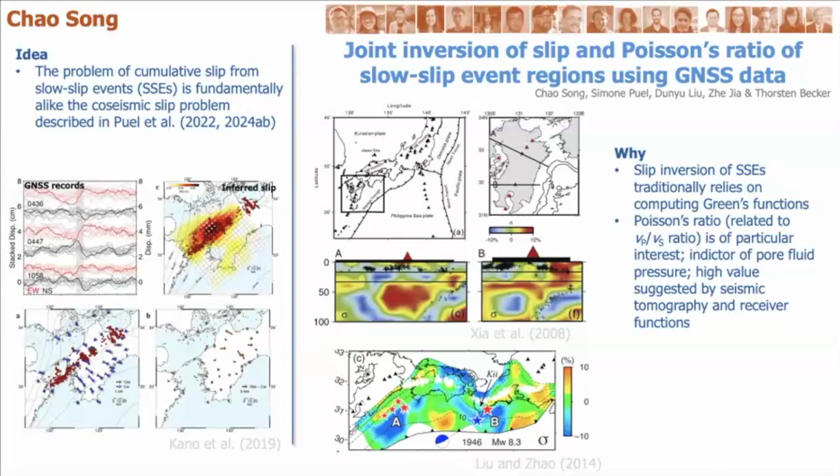Why am I trying to invert the Poisson's ratio? Because Poisson's ratio is particularly related to high fluid pressure, which is indicated in the region of slow slip events, as has been suggested by seismic tomography and receiver functions. So this is the image at the Nankai subduction zone, which is going to be my study region.